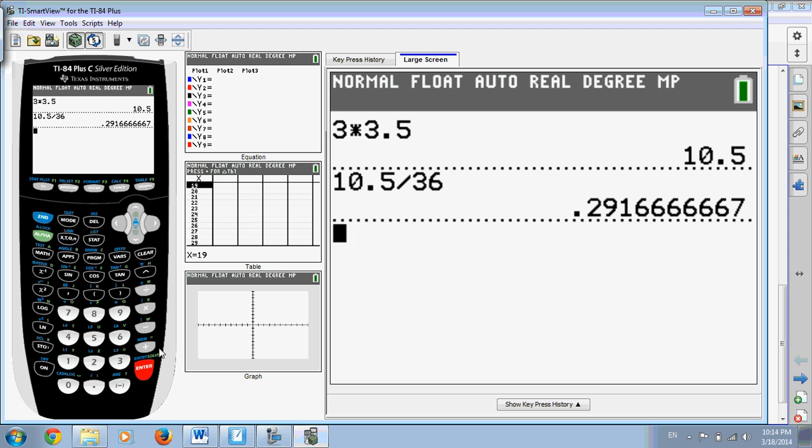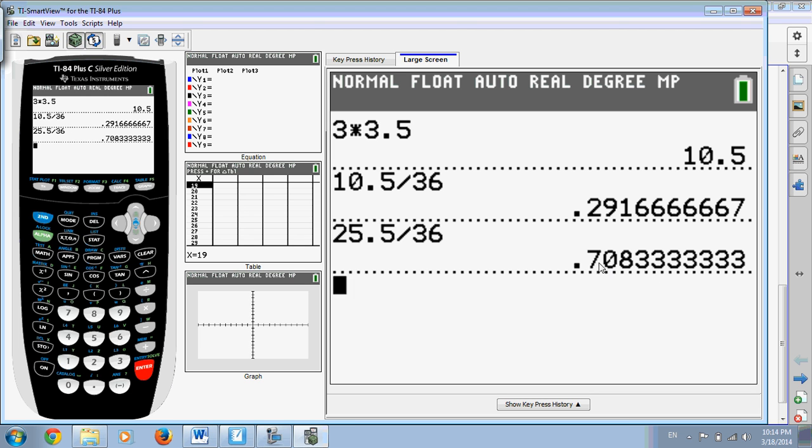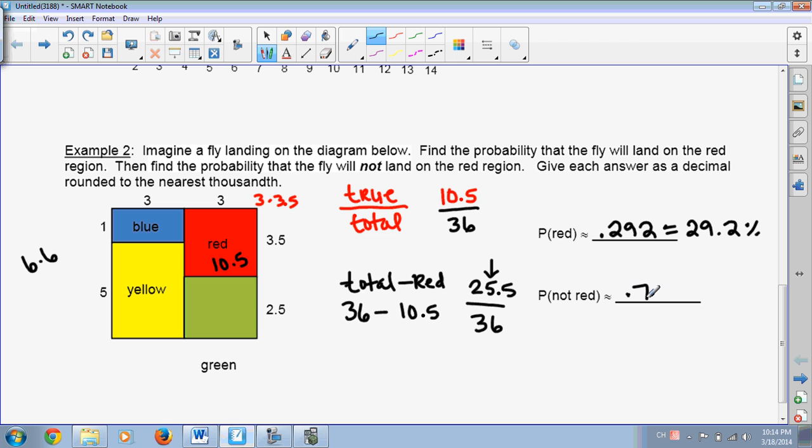Let's see what that is. 25.5 divided by 36. Remember, 3 decimal places because that's a thousandth. 0.708, and the 4th decimal place does not round the 8 up, so 0.708 would be our decimal. Again, if you wanted to make it into a percent, it would be 70.8%.